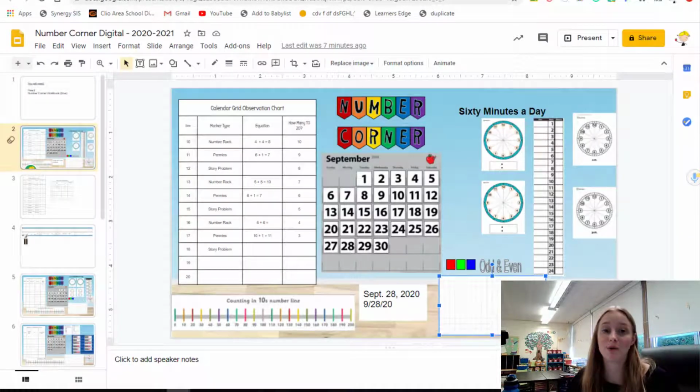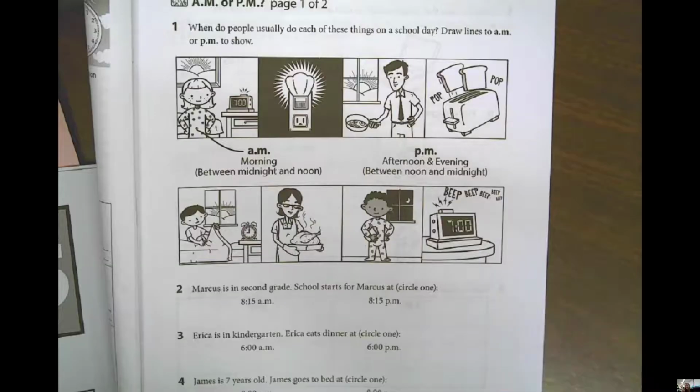Okay, now we're getting to the part where we're going to work in our workbook. Okay, so we're going to work on that AM, that PM that we've been working on. I'm going to pause me really quick, and I'm going to come back with my screen so you can see what workbook page I need you on. All right, on my number corner book, you need to flip to page 3. Okay, it should look like this.